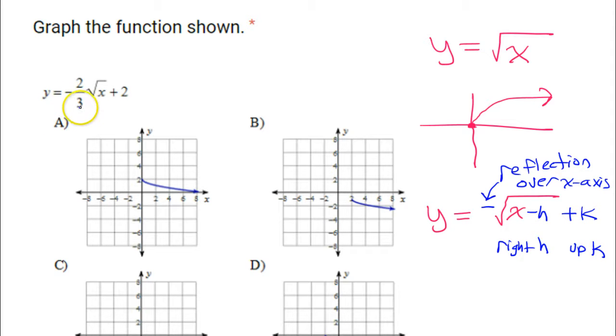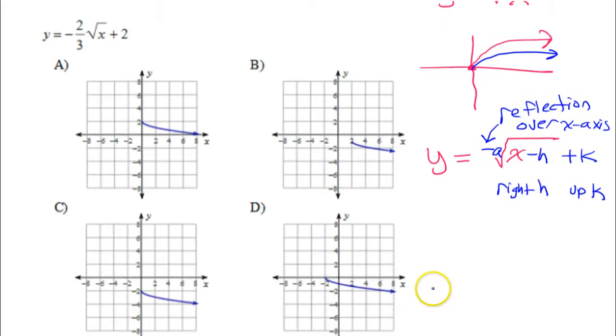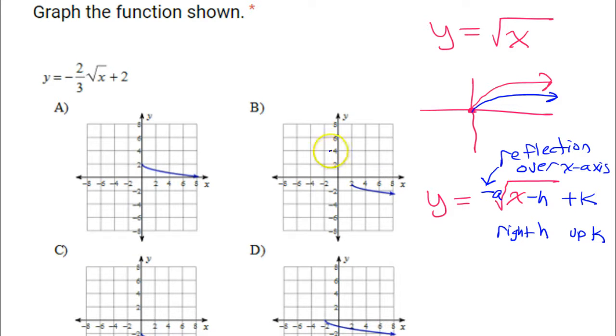Now, so let's look at this. Now, I haven't talked about this yet. We probably won't need to talk about it. That would be called an a value. Notice that 2/3 is less than 1. That is a vertical compression, which would make this graph a little bit shorter than it is. It would be squished. But we probably won't need that information, because this is a multiple choice question. So, what we have, let's see, what about the h value?